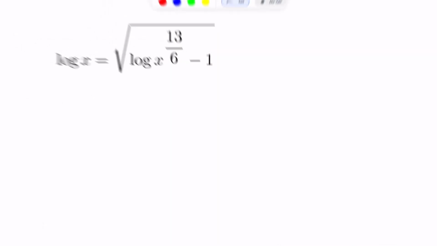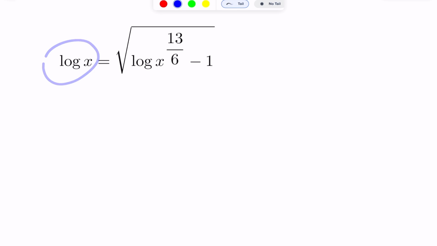Let's take a look at another. So for the next problem here, this is a logarithmic equation they want us to solve. I have log x, so the assumed base is 10 here. If they don't write the base, it's base 10.